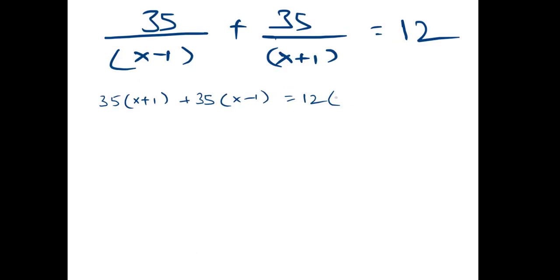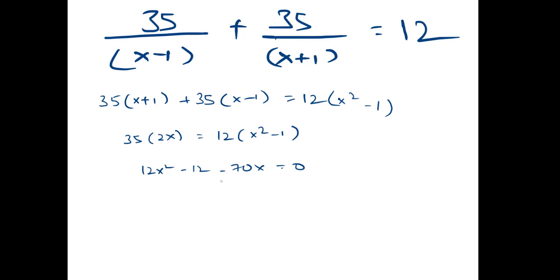So cross multiplying, it will be x square minus 1. So you can take it as 35 into 2x. So the plus and minus are cancelling. Then we'll be getting 12 into x square minus 1, and then finally we'll be getting 12x square minus 12 minus 70x, which will be going this way, equal to 0.